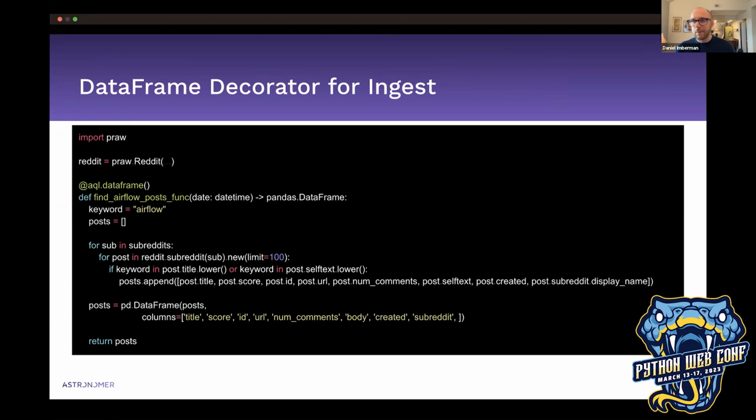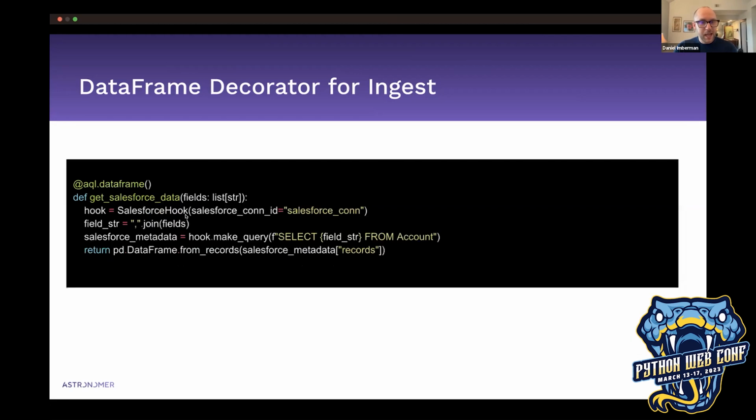You maybe only care about certain columns. And so you're able to create an AQL.DataFrame function, create whatever data frame you want, return it, and then now you are in the kind of data frame / table system that's expected of the Astro SDK. So we could take this find airflow post function, or in situations where there's an existing Airflow hook, you can even take advantage of that.